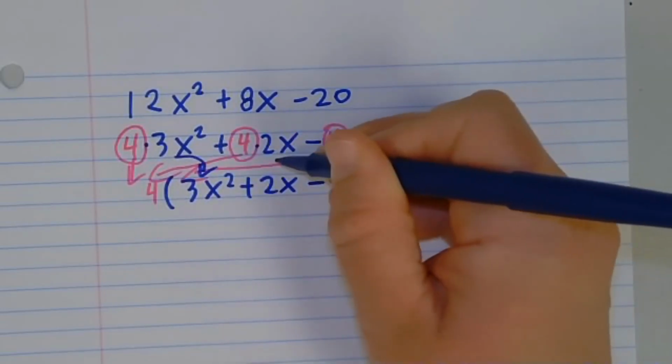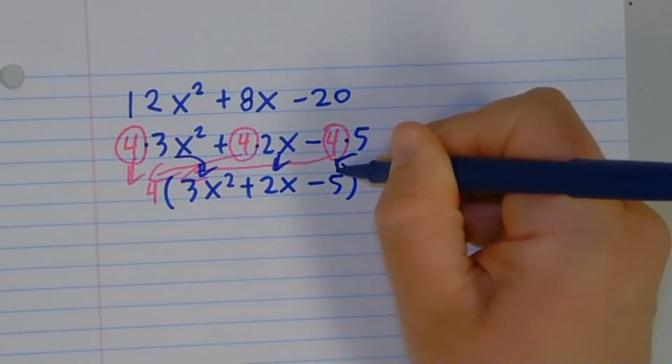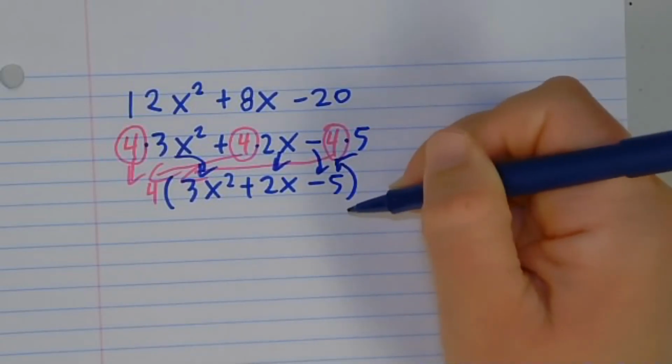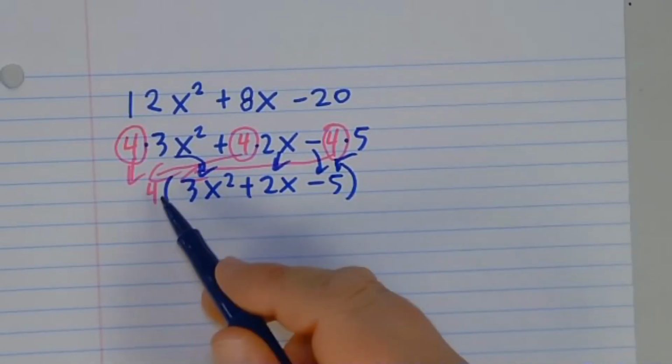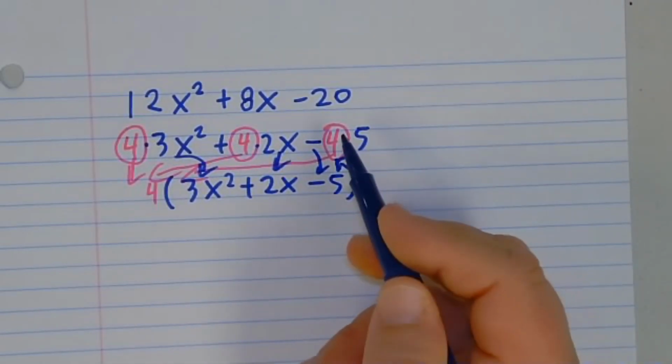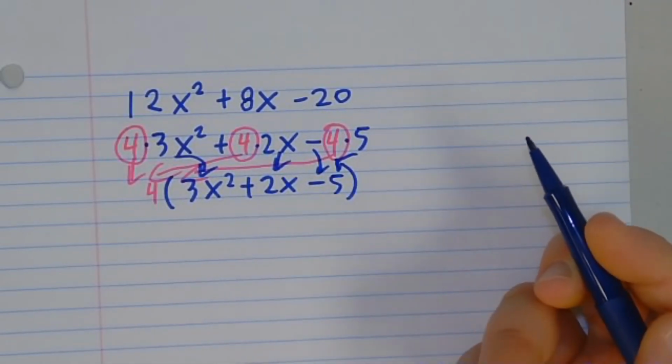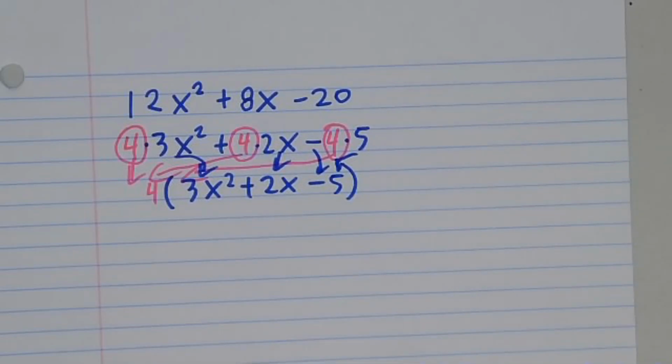So you'll see that I kept that minus sign with the 5 because the 4 I could factor out was a positive 4, so that left that negative sign for the 5. So those are some examples of factoring out a greatest common factor from a polynomial.